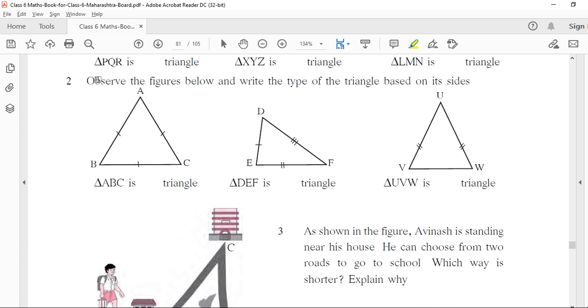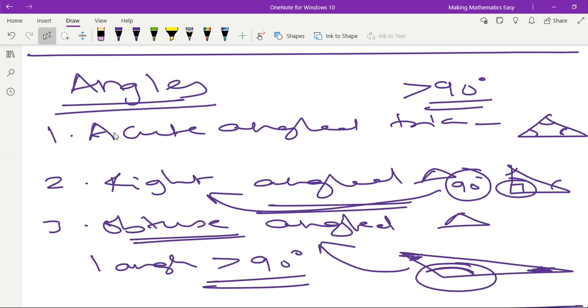Let us move to the second sum. Observe the figure below and write the type of triangle based on its sides. Now this is based on the sides. Now this mark you see, one line, one line, one line, indicates that the sides are congruent. So this side is congruent, this side is congruent, this side is congruent, all three sides are congruent. So this is an equilateral triangle. Correct?